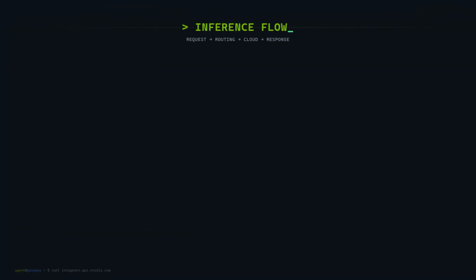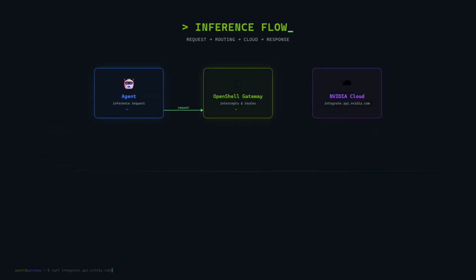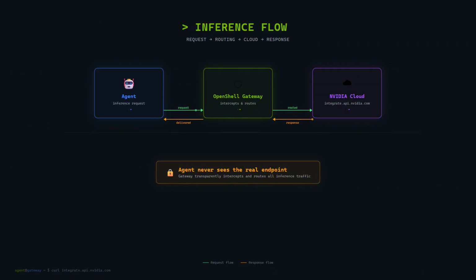Let me give you the inference flow in one clean diagram. The key thing here is the agent never sees the real endpoint. It makes requests to the gateway's local address, and the gateway handles all the upstream routing. Which means you can swap inference backends, cloud, local, hybrid, without changing a single thing in the agent's configuration. The agent doesn't know, and honestly, it doesn't need to know.